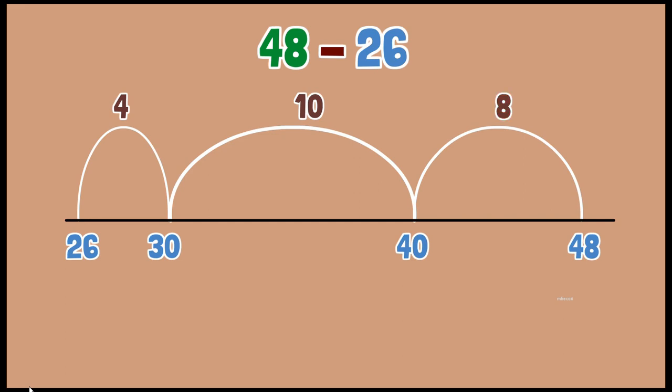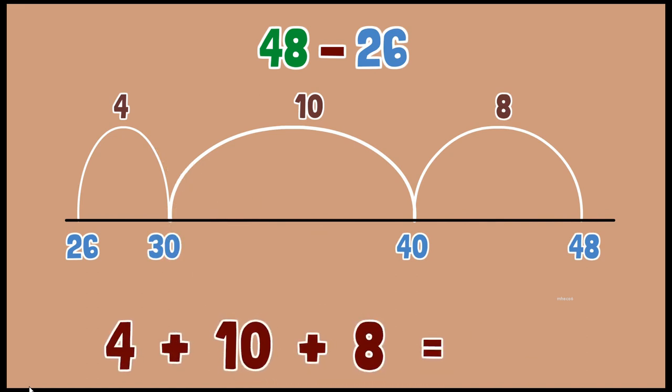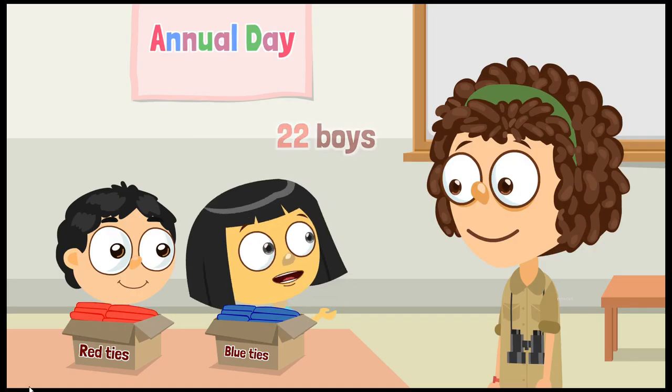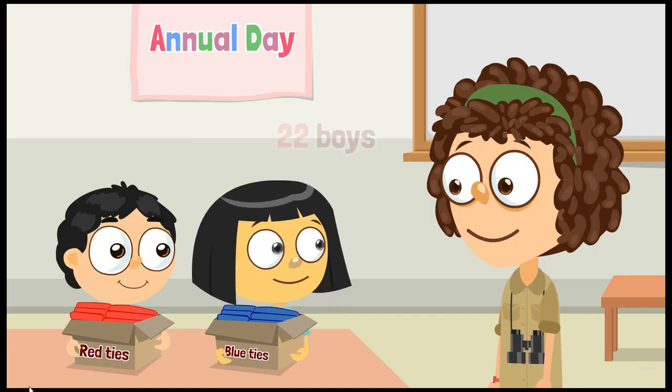8! To know how far we've jumped, add these. 4 plus 10 plus 8, that is 22. There are 22 boys. I need 22 red ties.